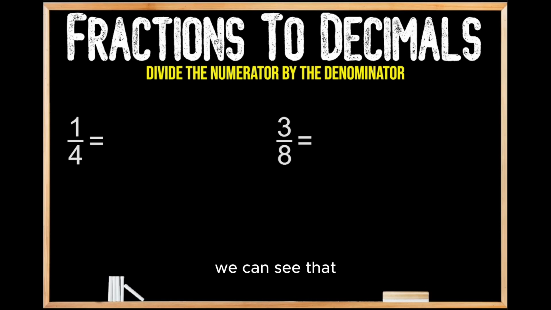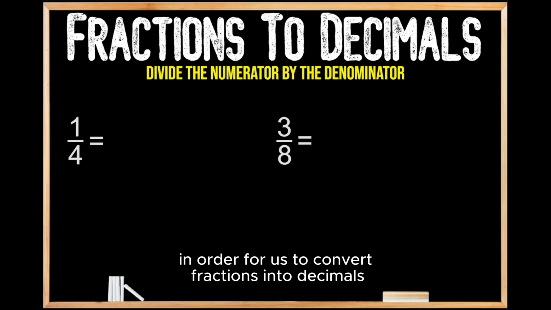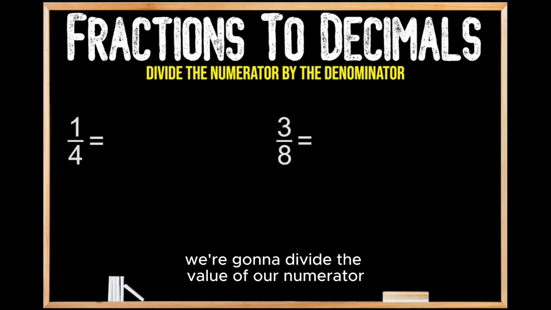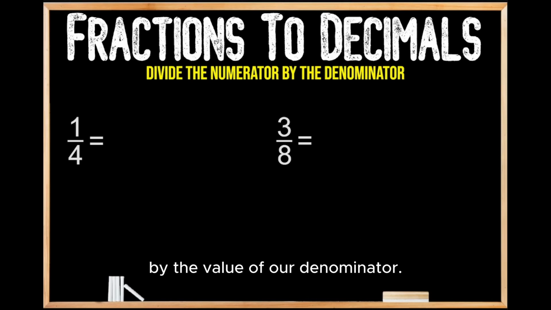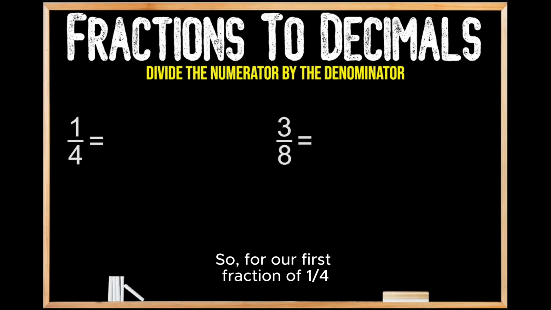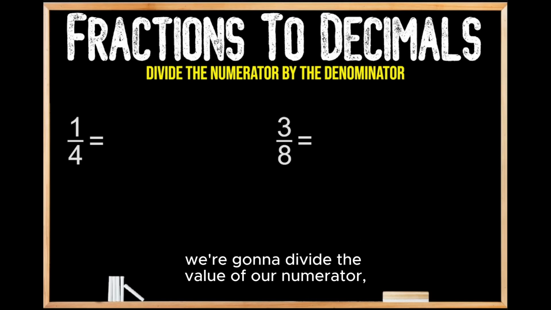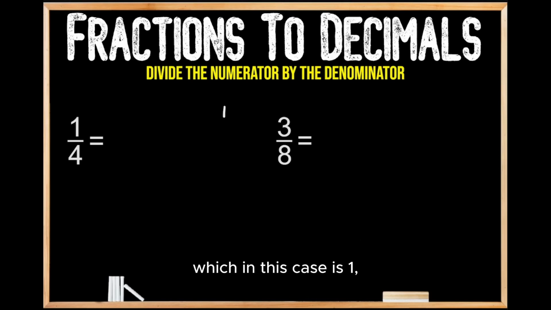Up top here, we can see that in order for us to convert fractions into decimals, we're going to divide the value of our numerator by the value of our denominator. So for our first fraction of 1/4, we're going to divide the value of our numerator, which in this case is 1, by the value of our denominator, which in this case is 4.